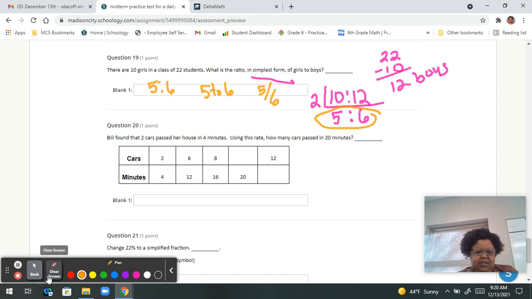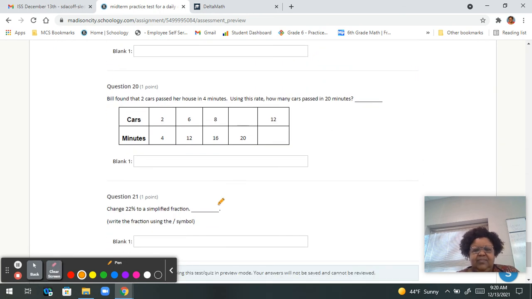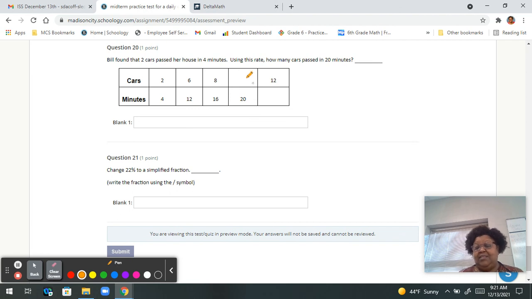Now this one threw you because, on the first practice we did, we filled out both of these, right, on the one we did on the board. But this one says, Billy found that 2 cars passed her house in 4 minutes. Using this rate, how many cars passed in 20 minutes? So all I want is this column right here. I don't care about that one because the question isn't about that one.